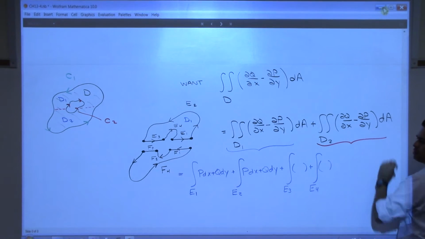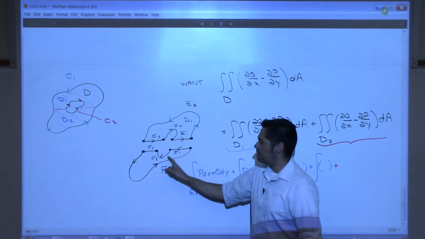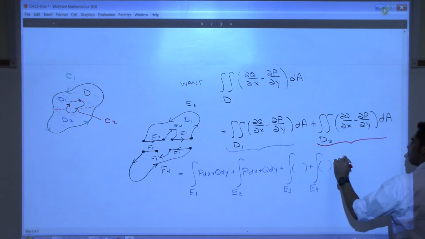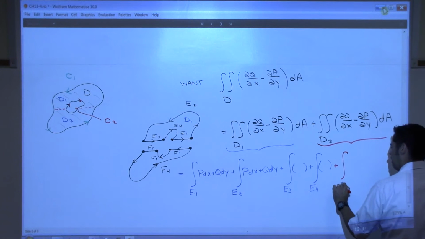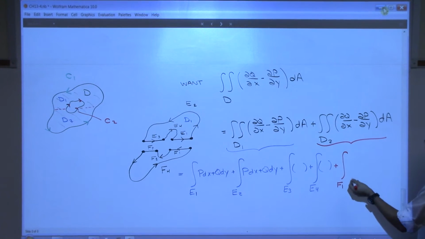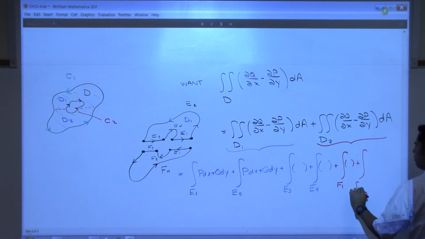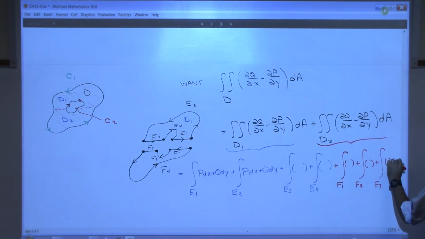Plus this one, which should be, now I'm moving around D2. Here's D2. It's positively oriented, right? So I move around that one, and I'm going to have the line integral over what? Let's start at F1, okay? F1 of the same thing, right? P dx plus Q dy. So blah plus what? F2 blah plus F3 blah plus F4 blah. Yes? Everyone agree with this? All right, anyone see anything interesting in here?